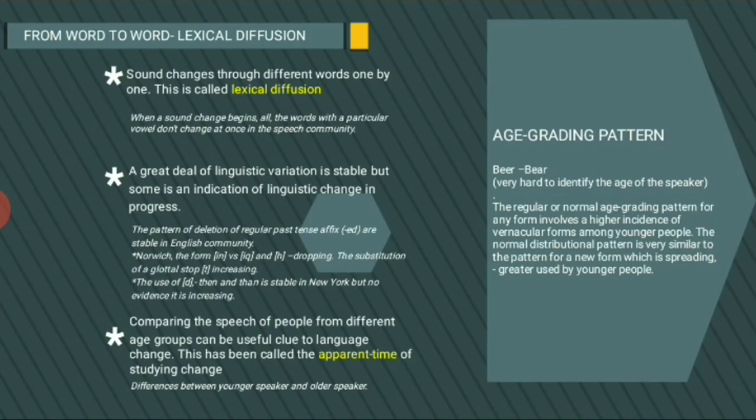Next, from word to word: lexical diffusion. So sound changes go through different words one by one.